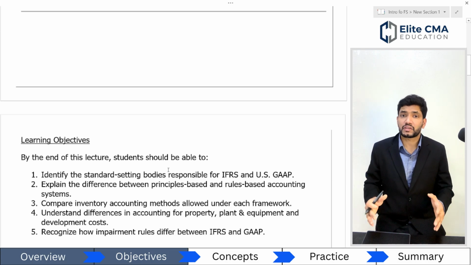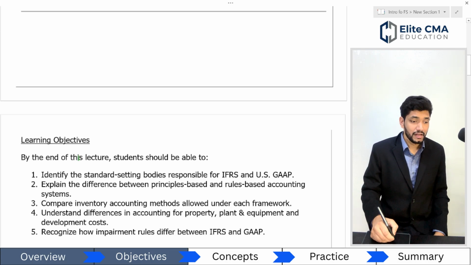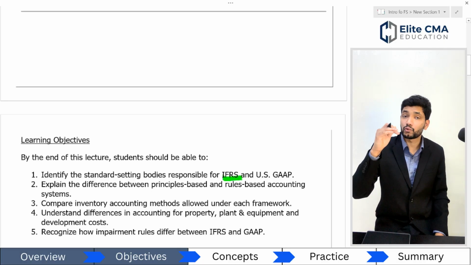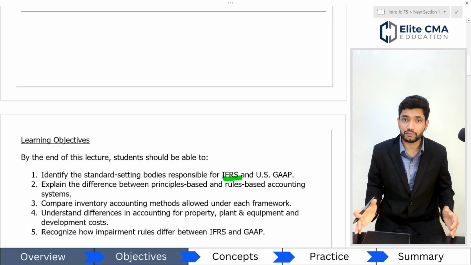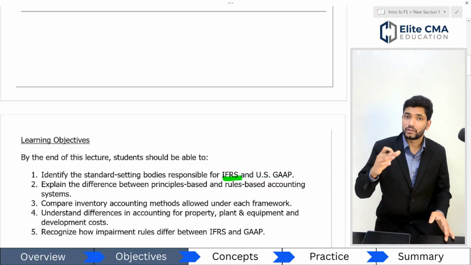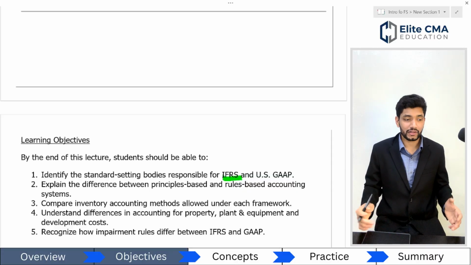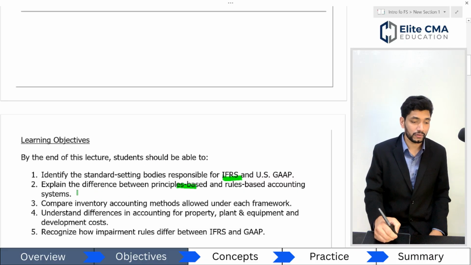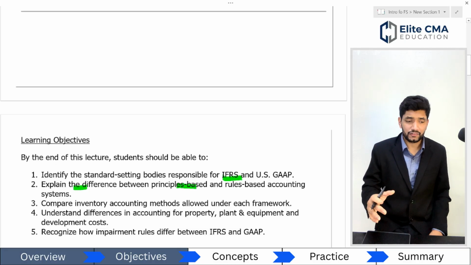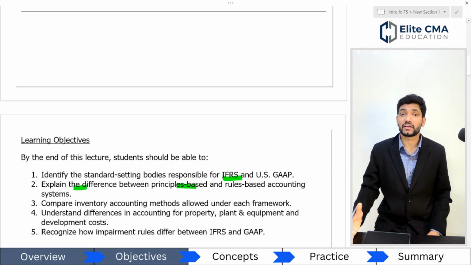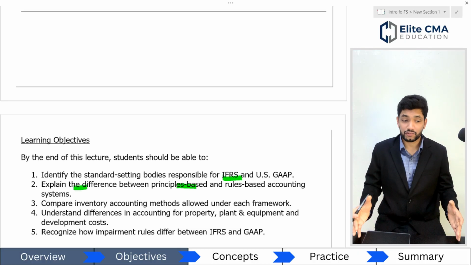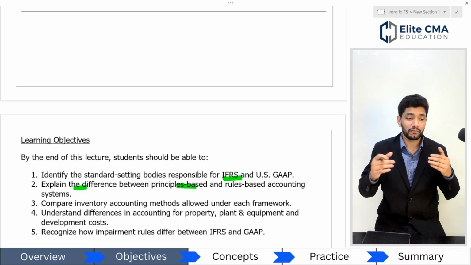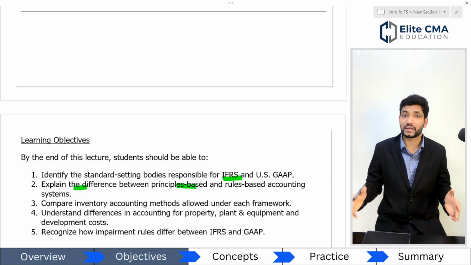The key learning objectives of this lesson: identify the standard-setting bodies responsible for IFRS and US GAAP. There are two different bodies setting standards for IFRS and US GAAP, so today we are going to become familiar with those bodies and explain the difference between principle-based and rule-based accounting. IFRS is mainly principle-based and US GAAP is called a rule-based accounting system. So today we are going to understand what the rule-based and principle-based accounting systems are.